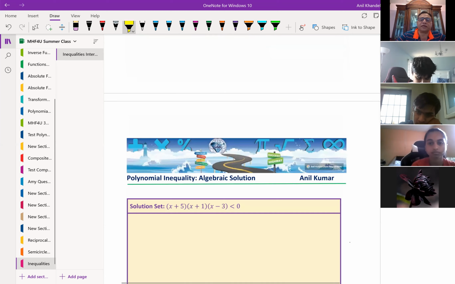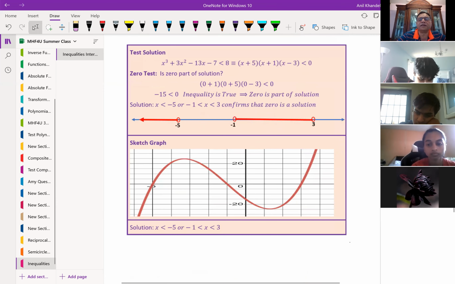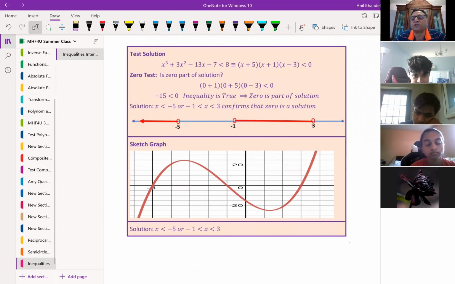The same solution can be placed on a number line, and so I'm just taking you there. That is how you could show the solution on a number line. Is that clear? Here is the graph for this particular polynomial. As you can see, these are the 3 zeros, and the part of the solution is within this portion and beyond this portion to the left. Is that clear to you? So that is how you're going to solve the inequalities.